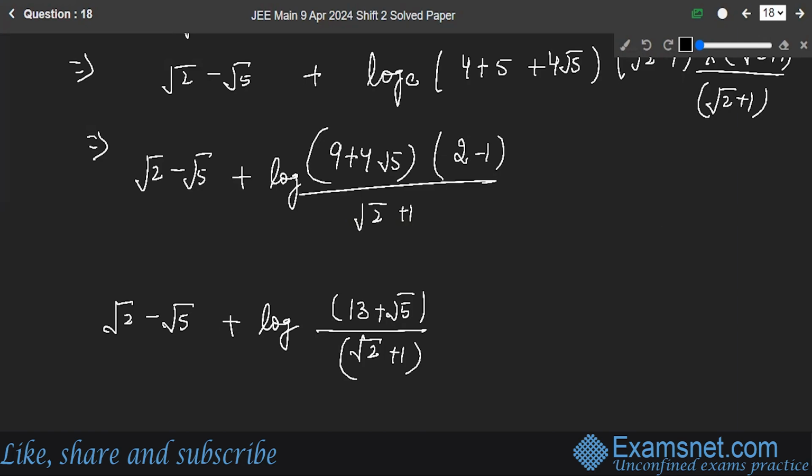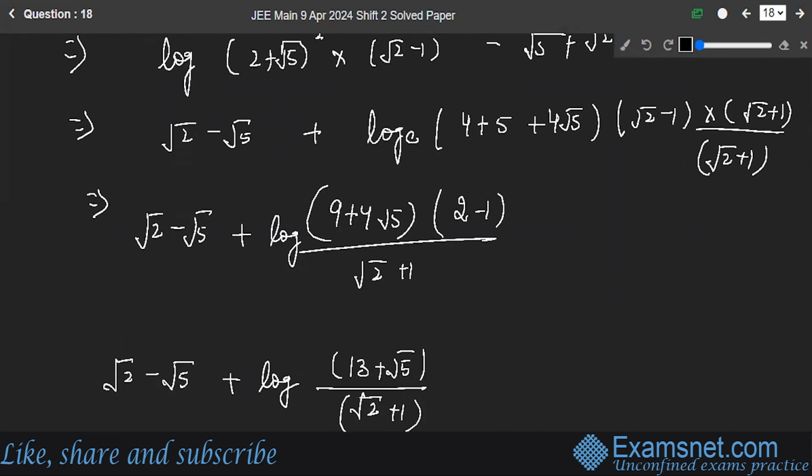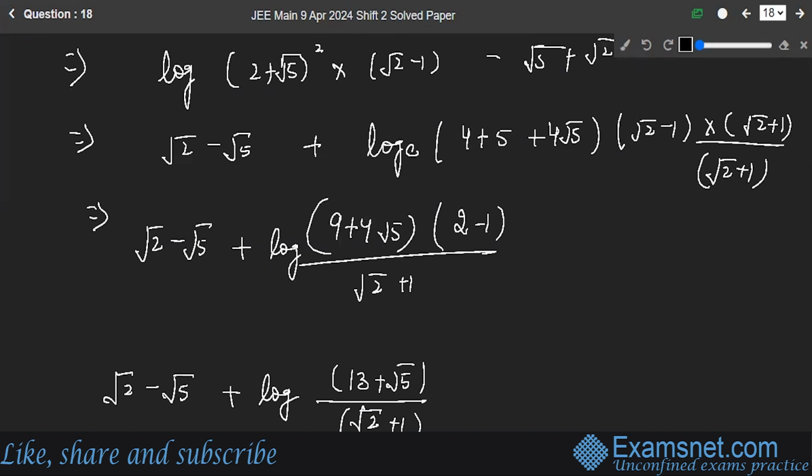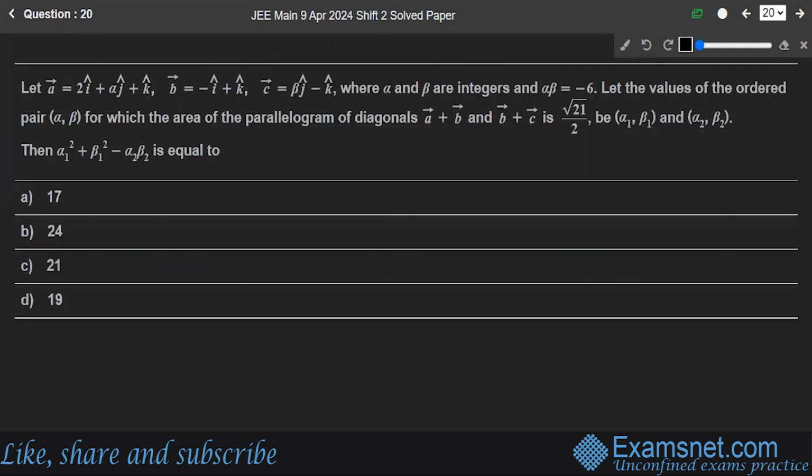Now let's check which of the options is right. Root 2 minus root 5 into this, log of 13. 13 is not there. Wait, what mistake have I done? Sorry, here was 4 plus 5. That was 9. Yeah, 9 plus root 5. 9 plus 4 root 5, that is equal to this. Option B. So this is the right answer to the question. Hope you got that. Let's move to the next one.